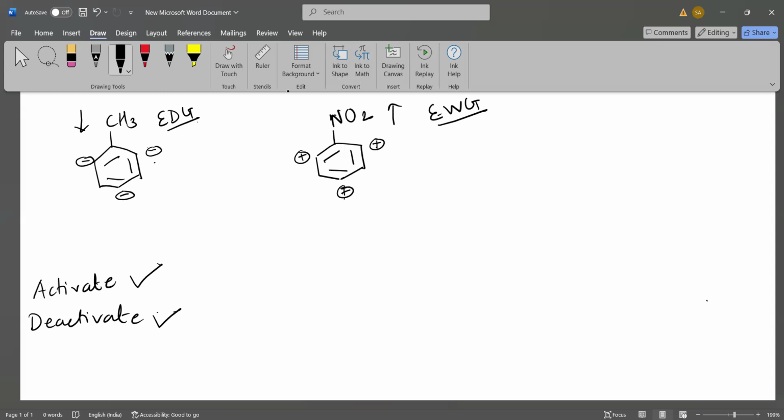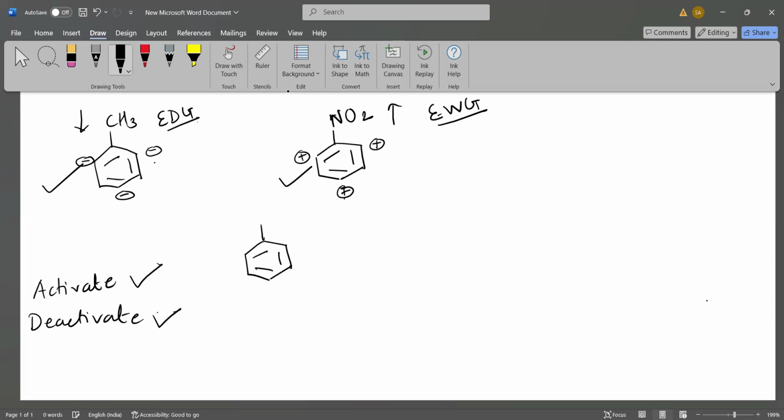Ma'am, activate in the sense of what? I'll let you know. I'll write the canonical forms for this group, and even for this one, you will understand how it activates and deactivates. Now, this is your benzene structure, right?